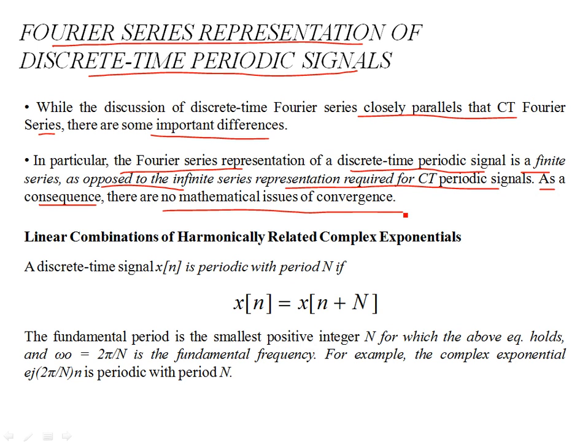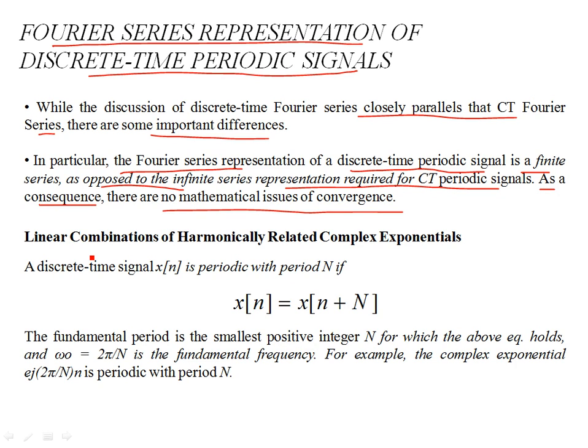We have a finite series because there is a limited range of harmonics which can reconstruct a discrete time periodic signal. Why? Because after the period, let's say capital N, which is a positive integer, the harmonic, the complex exponential, tends to repeat itself. The complex exponential is already in terms of sine and cosine, and they tend to repeat. So you don't need to consider an infinite harmonic index.